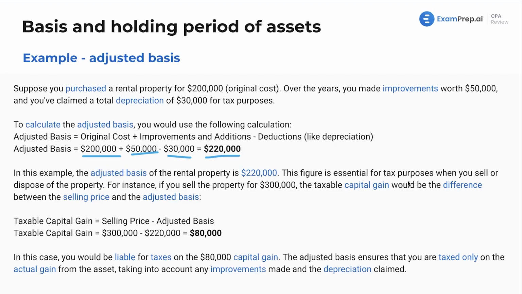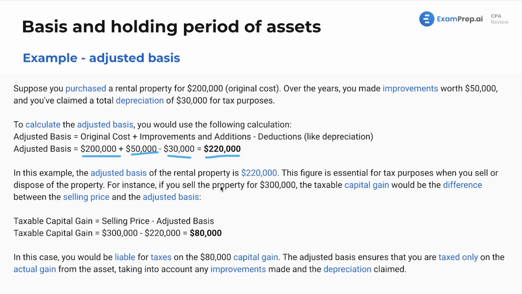This figure is going to help us because when we sell or dispose of the property, that is going to be critical. And you might be sick of this phrase at this point, us bringing up the point that it's important for when you sell or dispose of the property, but you'd be surprised how much this happens throughout the rest of the exam. When it comes to the tax sections, the tax lessons, that's going to happen quite a bit. So super important. That's where we're beating it to death, making sure that you're quite the expert here.